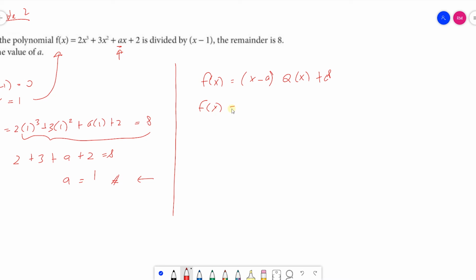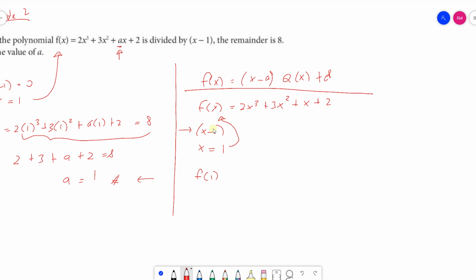So f(x) equals 2x³ + 3x² + a, and if we replace a with 1, it's going to be 1x, correct? Plus 2, right? Now we substitute the value for the divisor x − 1. When we make x the subject, x is 1, and when we substitute this in, we're supposed to get the remainder 8, right? So we can check this out also.